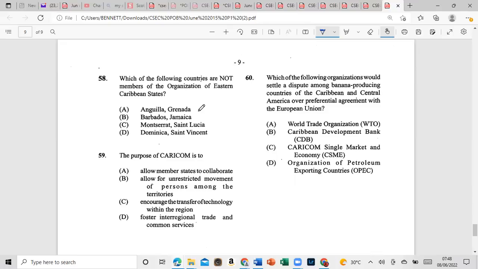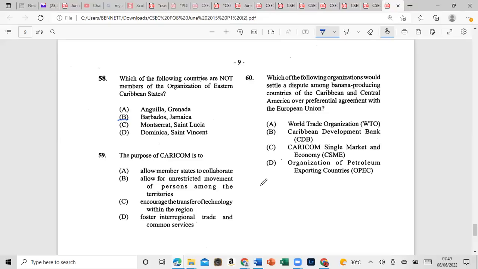All right, 58. Which of the following countries are not members of the Organization of Eastern Caribbean States? Is it A, Anguilla and Grenada, C, Montserrat and St. Lucia, B, Dominica and St. Vincent, or Barbados and Jamaica? Represent your country right about now, people. Even if you don't see it, represent your country, Caribbean people. All right, and that would be Barbados and Jamaica.